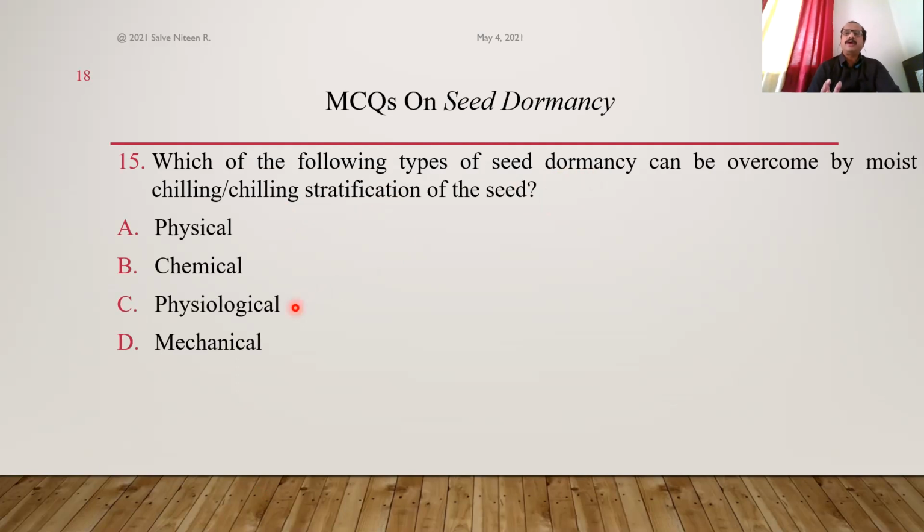Physiological dormancy can be broken by the dry storage method or by the cold stratification method, in which the seeds are soaked in water and stored at a very low temperature, and then some water is drained out, and again the seeds are stored either in a refrigerator or in outdoor conditions at a low temperature of 1 to 10 degrees Celsius for some period. That method is called stratification, which we're going to discuss in the next question. So here the answer is C, physiological dormancy.